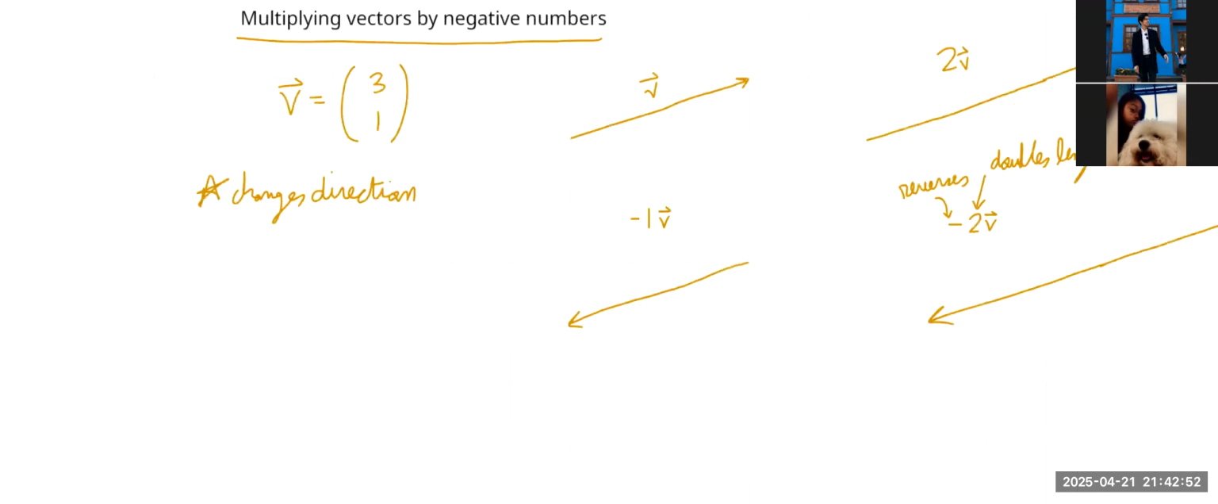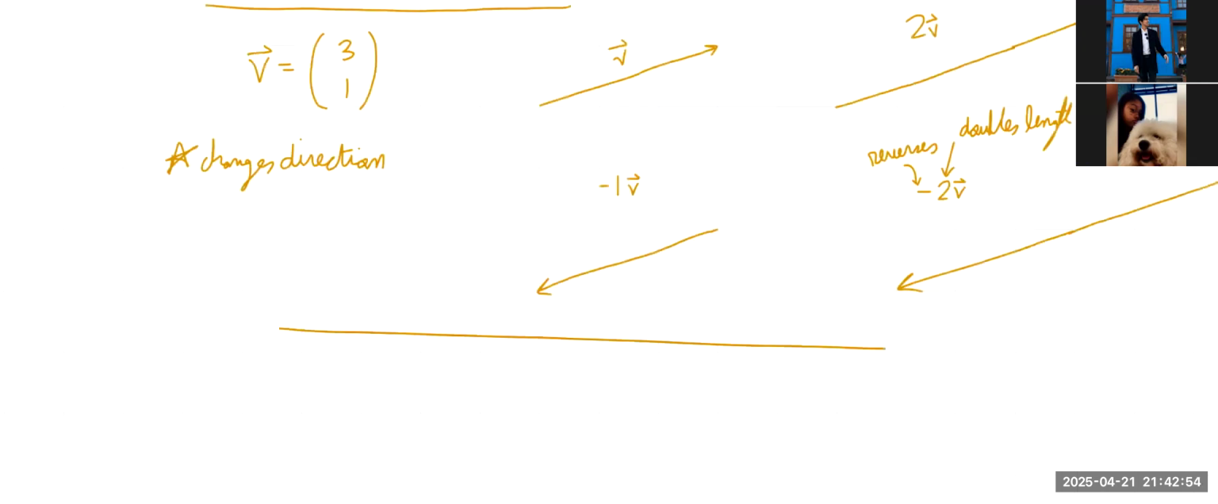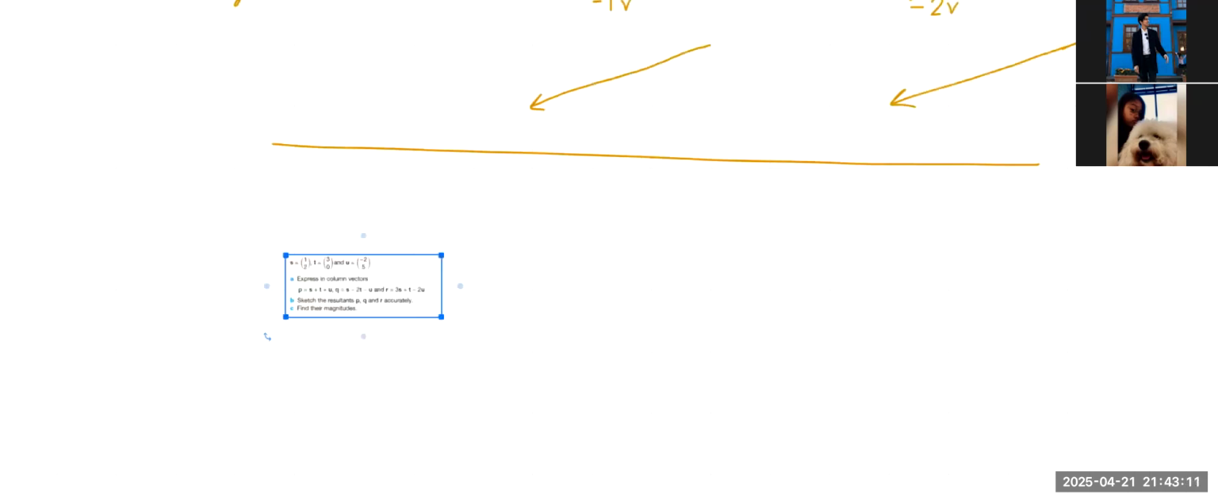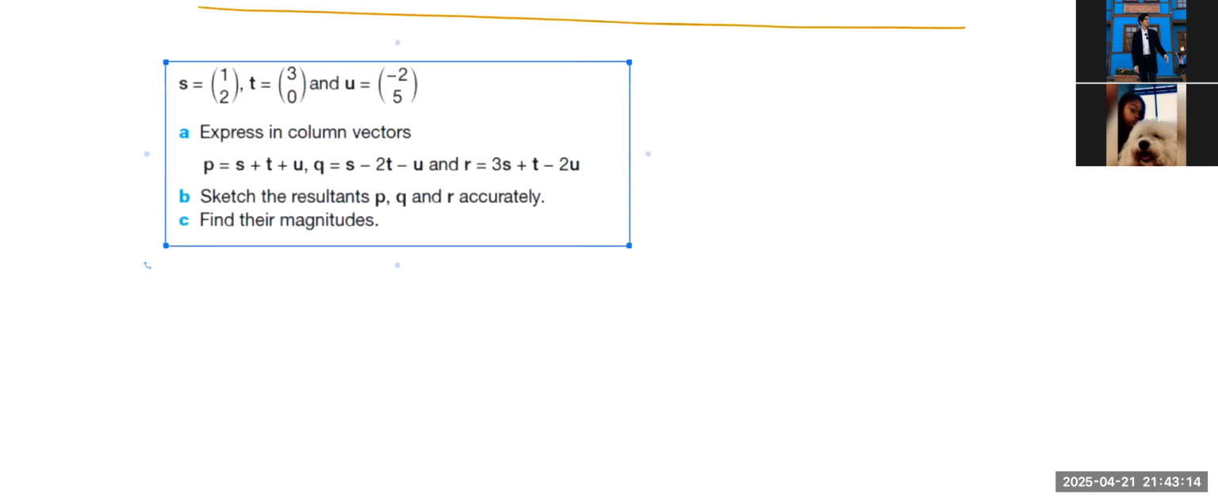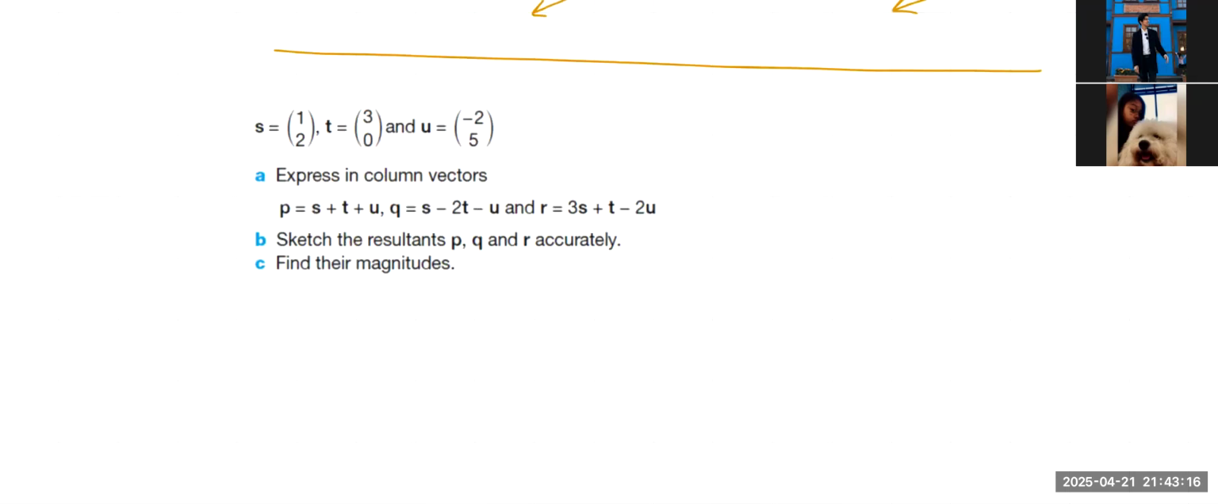So that's basically it. We've already talked about how to add a bunch of vectors together, graphically and also using numbers. So let's talk about some questions where we're actually going to calculate some answers. For example, I give you three vectors here, and I want you to find the value of p. p is s plus t plus u. How do we do that?